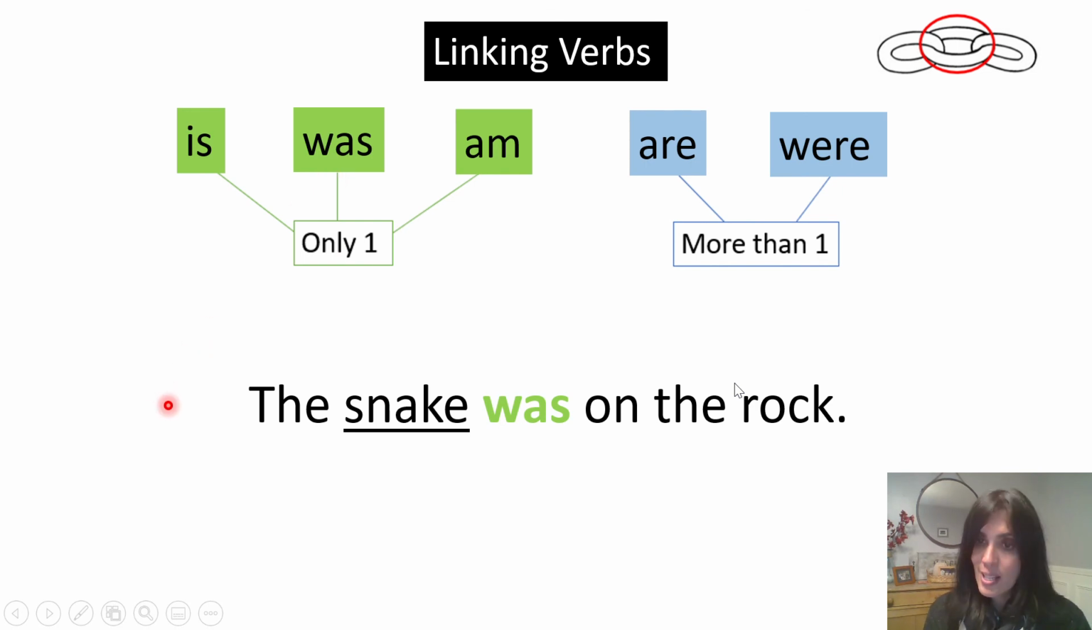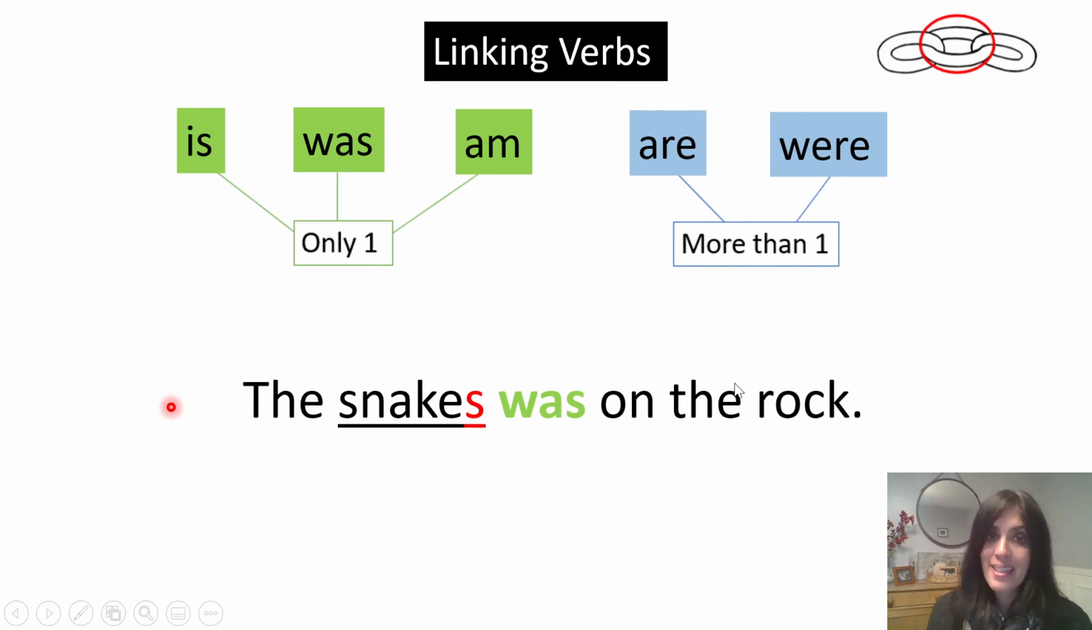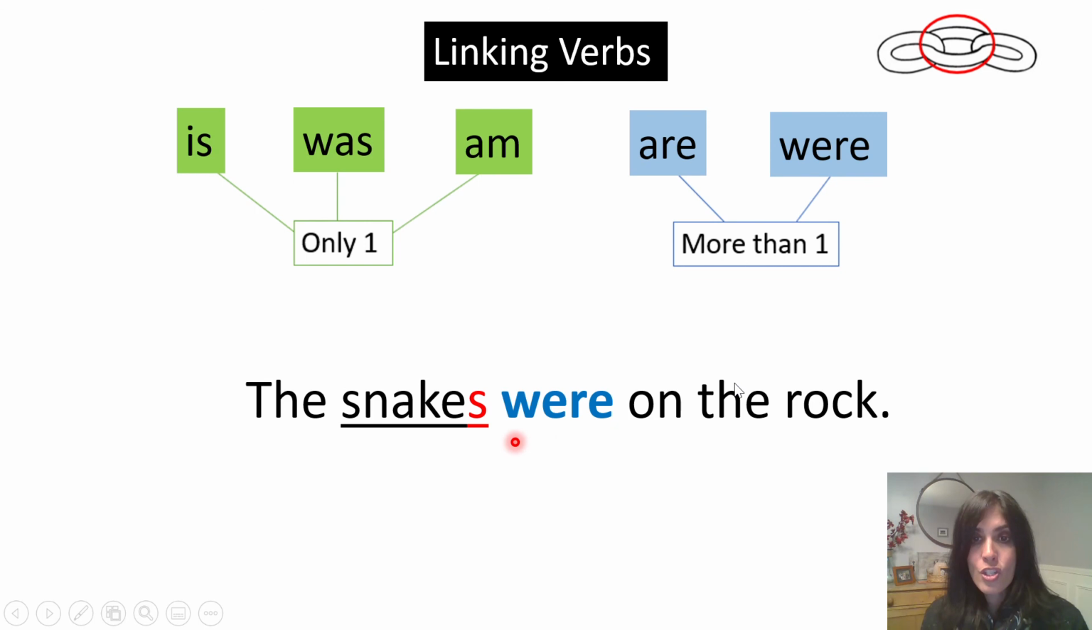If I changed my sentence to now say the snakes, and I turn this into a plural noun, I need to change my verb so that it agrees. Since there's more than one, my verb is going to change to were. Now it reads, "The snakes were on the rock." Read it with me. 1, 2, 3. The snakes were on the rock. Nice job.